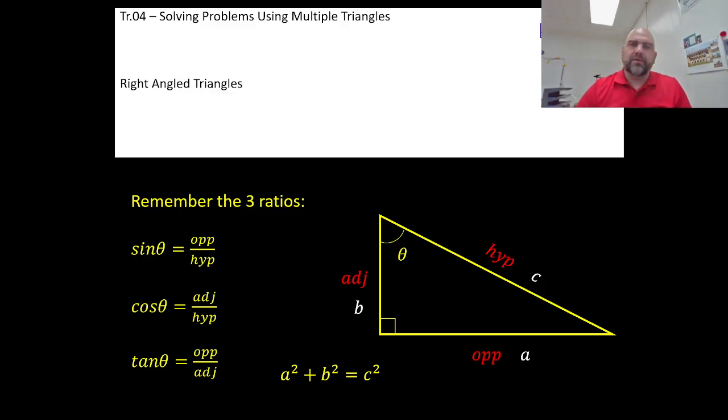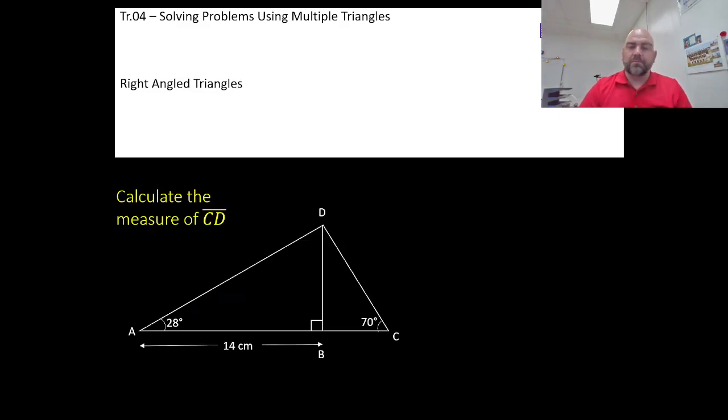We have to remember that right angle triangles are the only thing that we can use these ratios and Pythagorean theorem on. So what happens when we're given this big triangle, and we're asked to find what is the measure of CD? There we go, that side right there.